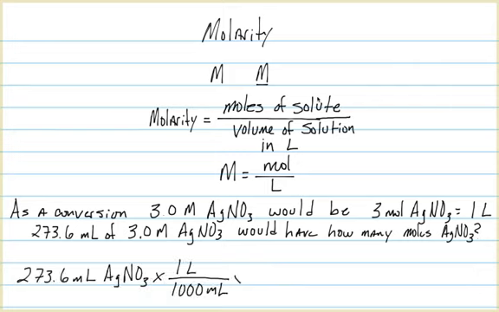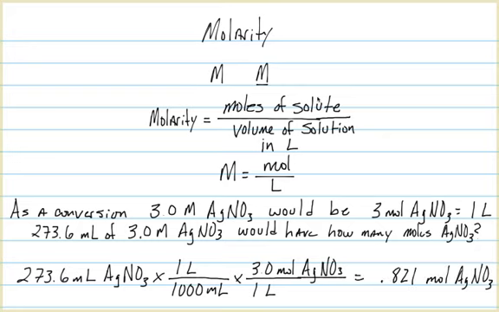The first step is to convert our milliliters into liters. Now that we're in the unit of liters, we can use the conversion of liters and moles from our molarity to do the final step. In 1 liter of solution, we will have 3 moles of silver nitrate. So we set up the conversion so that our liters cancel out, leaving us with moles, and our answer would be 0.821 moles of silver nitrate.